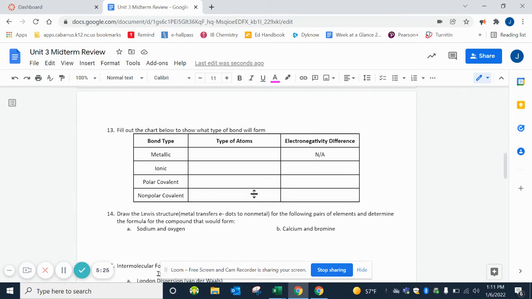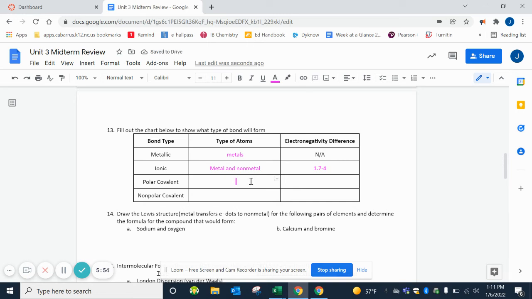All right, looking at the chart below, we're filling in the type of atoms. So metallic bonds are made of metal atoms. Remember, that's to the left of the stairs. Ionic, metal and non-metal. So you have something on the right and something on the left. The electronegativity difference would be 1.7 to 4, 1.7 or higher.